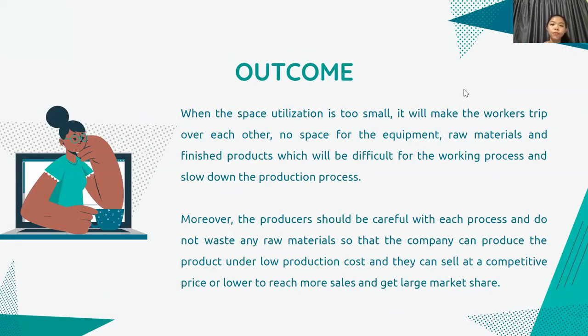So for this case, we learned that when the space utilization is too small, it will make the workers trip over each other. There will also be no space for the equipment, raw material, and the finished product, which makes the working process difficult and slows down production. Also, producers should be careful with each process and not waste any raw material, so that the company can produce under low production costs and sell at a competitive price or lower than the competitor to reach more sales and get a large market share. Next, please.